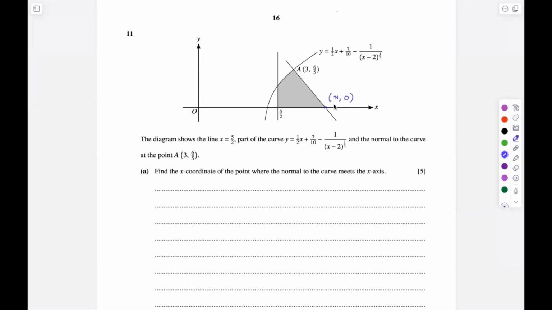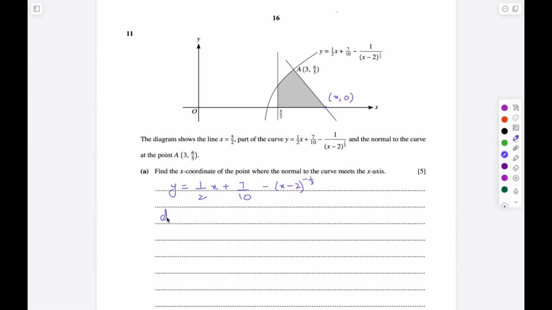To find the x-coordinate, we will first have to form an equation for the normal. Before we form the equation, we need to find the gradient. So first we'll find the dy/dx of the expression. Initially we can write this expression as 1/2 x + 7/10 − (x − 2)^(−1/3).